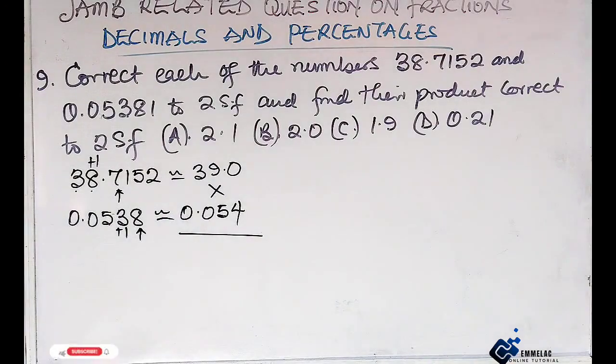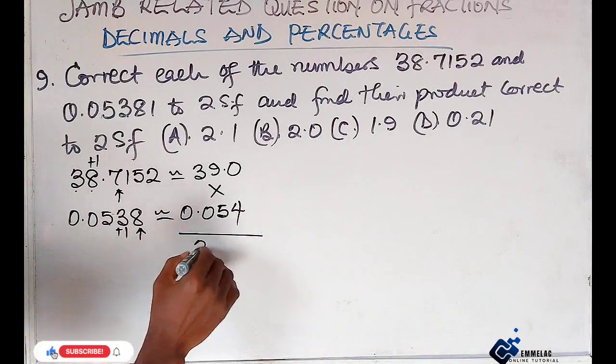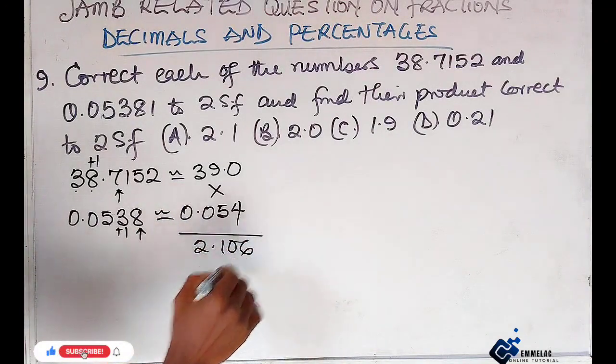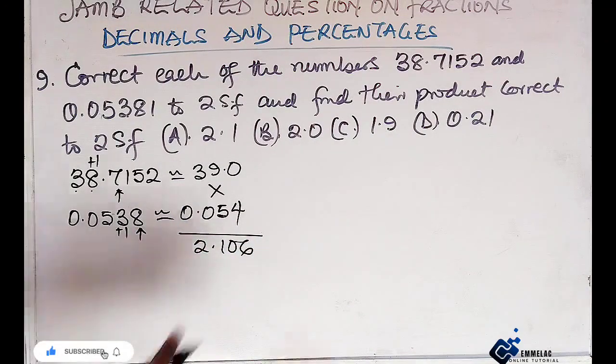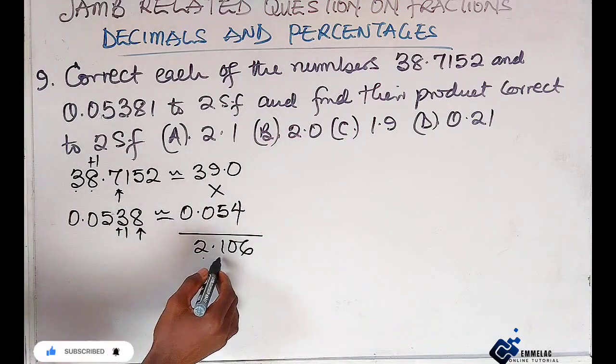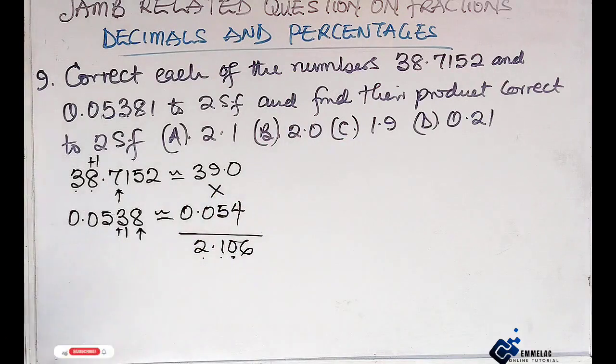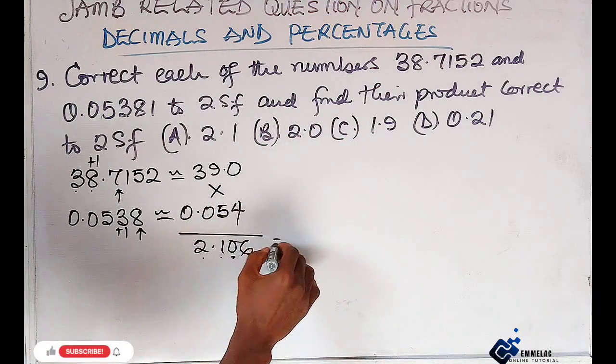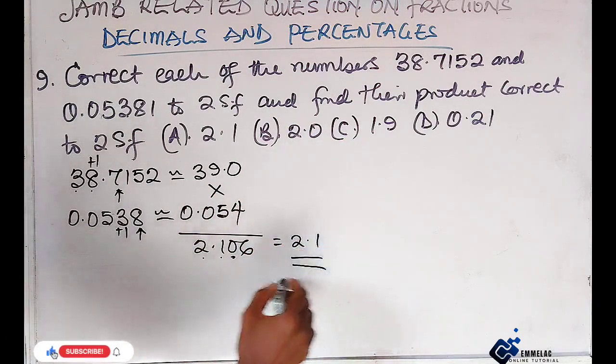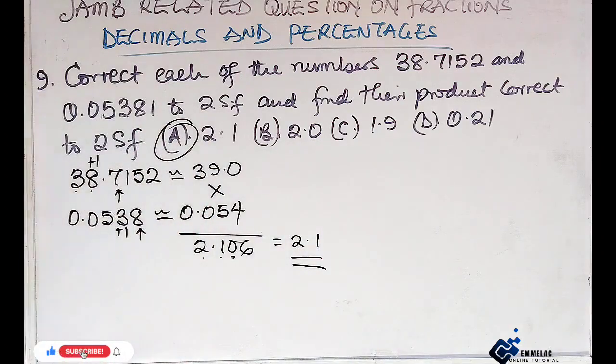Now we are told to find the product here, so let's move straight to punching our calculator. Here we have 2.106. We are told also to find the product correct to two significant figures. This is 1 and 2. The next number is 0, which is not up to 5. So here we have 2.1, which is option A. Alright, thank you. Let's move to number 10.